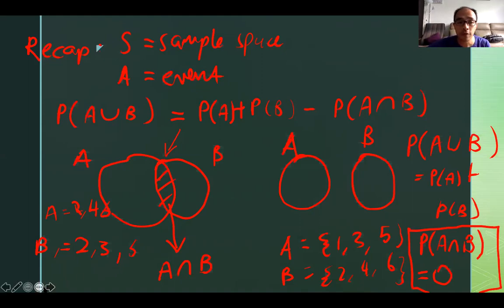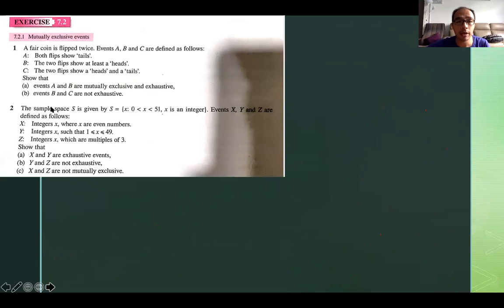So if you take a look at the example, let's take a look at number 2 lah. The sample space S, that means S adalah every number between 0 and 51, which is essentially semua nombor dari 1 sampai 50 lah. Don't make me explain to you kenapa 0 dan 51 tidak termasuk. You should know this by now. So all the numbers between 1 to 50 and X is an integer. Why is the word integer over here very important?